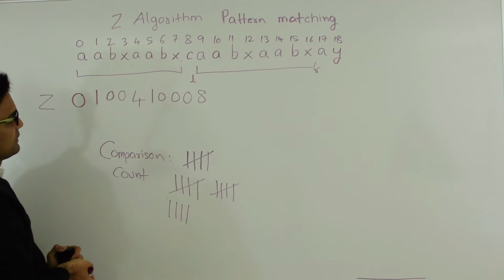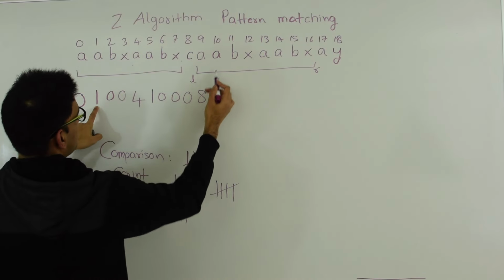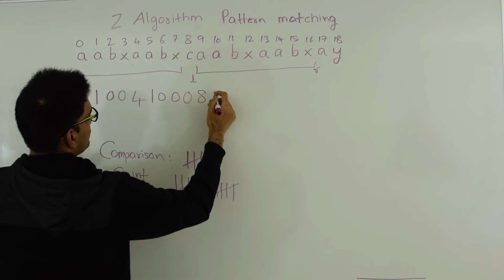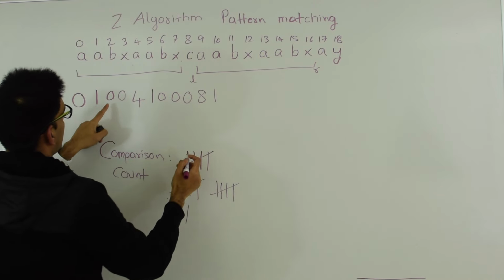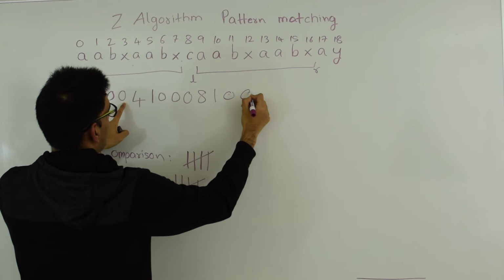So let's do that. Since this is same as this, this should have a value 1, then this should have a value 0, then this should have a value 0.